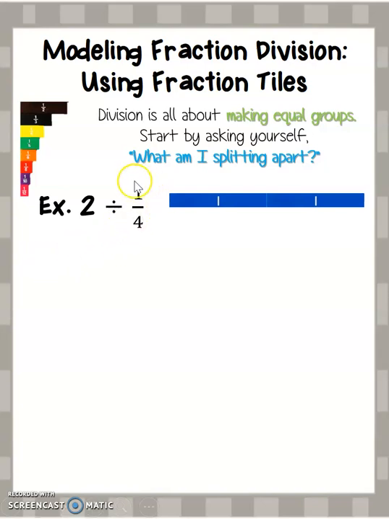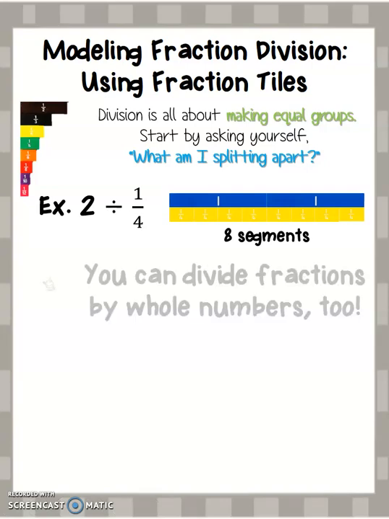Now, 1/4 in this case is my divisor, which means I'm going to be splitting that into groups of 1/4 sized tiles. So I'll line up 1/4 sized tiles all the way underneath both of those whole fraction bars until I fill it up exactly. If I counted the total number of 1/4 tiles I have, I would end up with 8 groups of 1/4, or 8 segments. So that can prove that 2 divided by 1/4 is equal to 8.